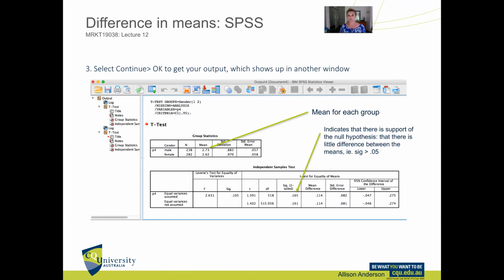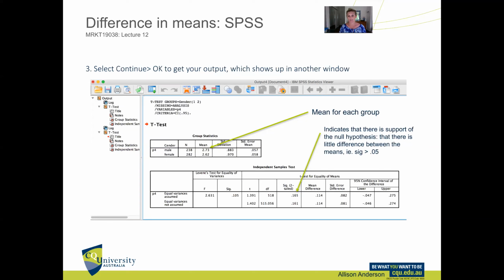But is that significant? When I'm reporting this to the Cairns Regional Council and saying it's interesting that you have men who like this more than women and maybe there's something in this, is there something in it, or does it still fall within the normal bounds of normal variation in samples? Okay, so that's the mean for each group. There is support for the null hypothesis that there is little difference between the means, because the significance is greater than 0.05.